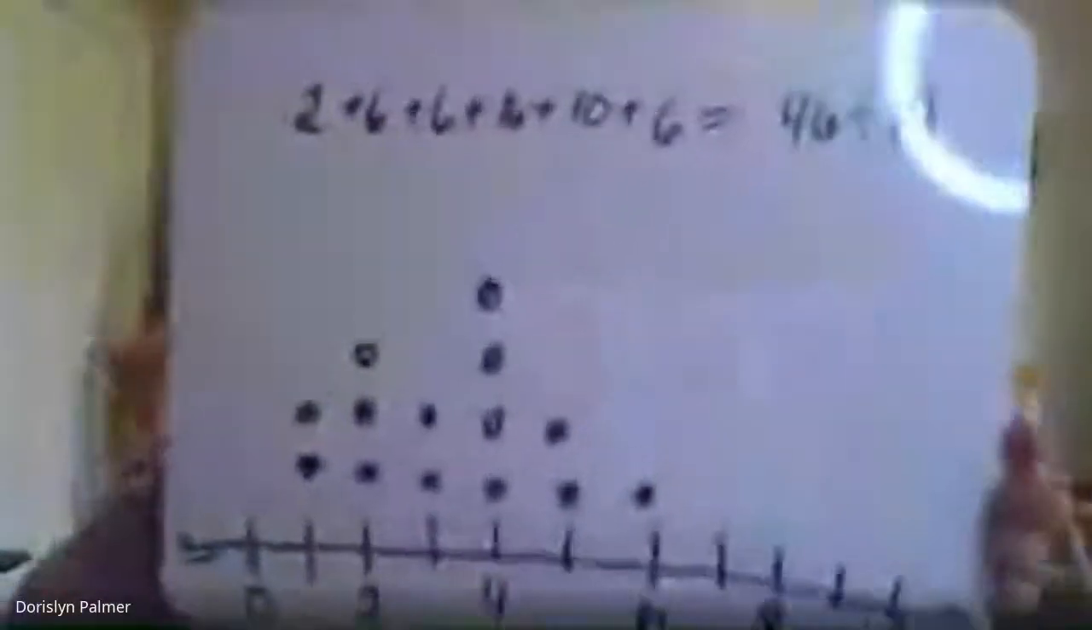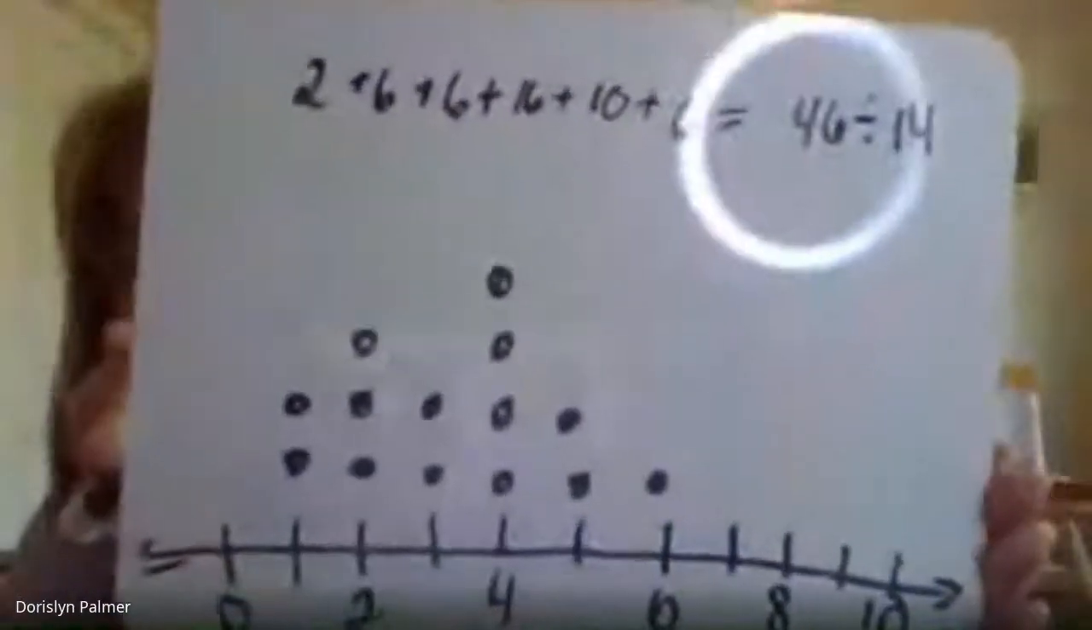No, there's more than 6 dots there. We have to divide by the number of dots. Do you remember? Oh, sorry, 46. 46 is when we added everything up. Okay, we add all up, get 46. We're going to divide by 14. We have 14 dots.